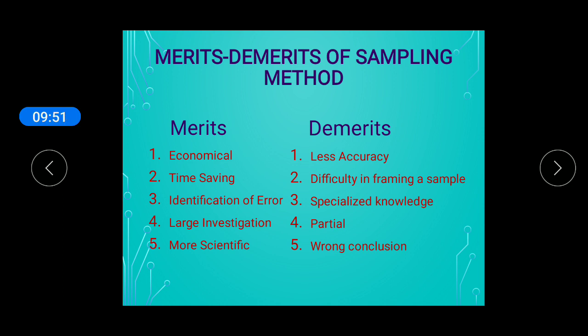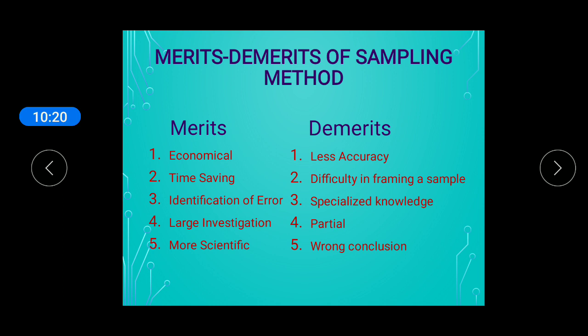There are some demerits also about that method, and the first demerit is less accuracy. Dear students, this method is less accurate because it is based on a small group of the population. So accuracy in this method is very low. There is no high level of accuracy, there is less accuracy in this method.